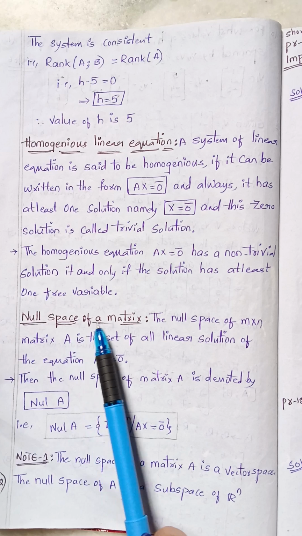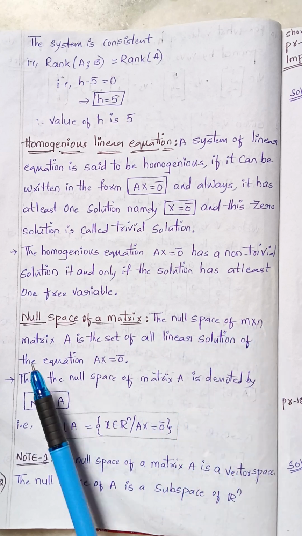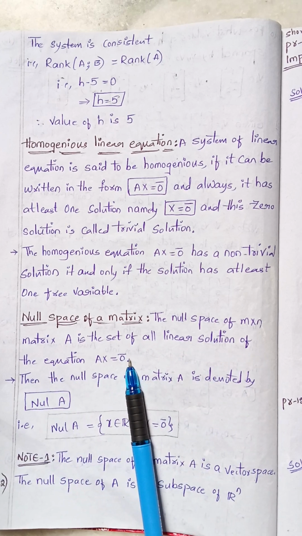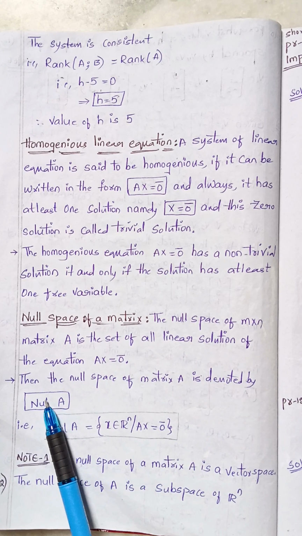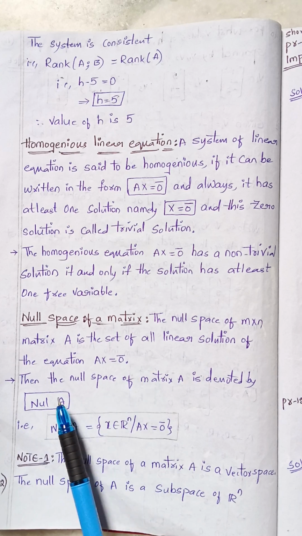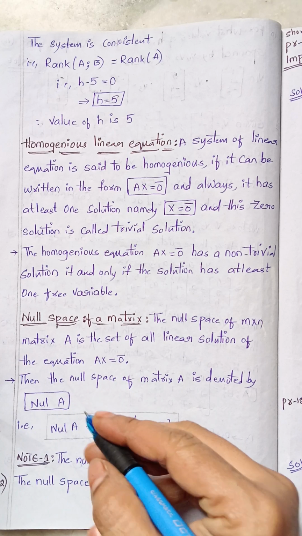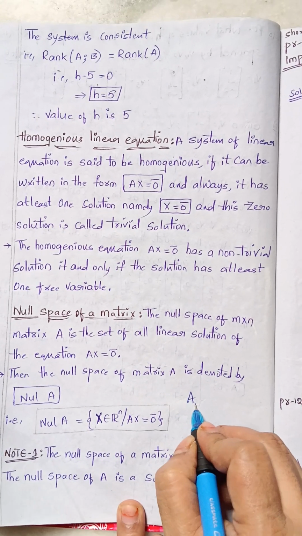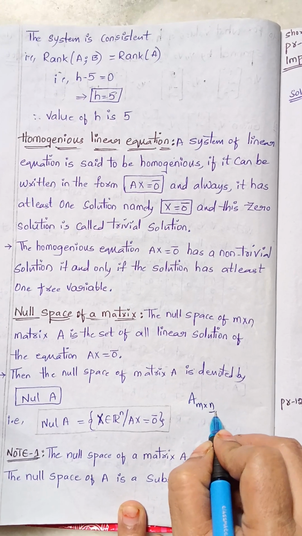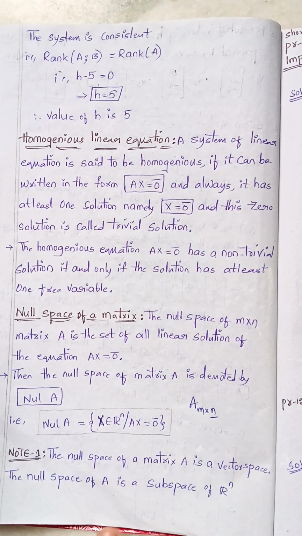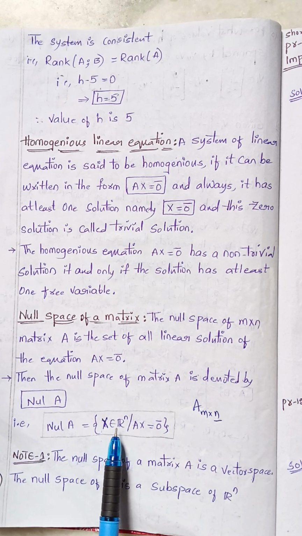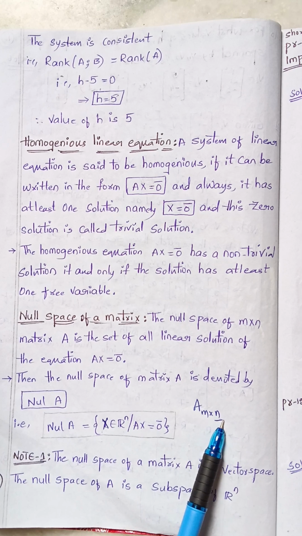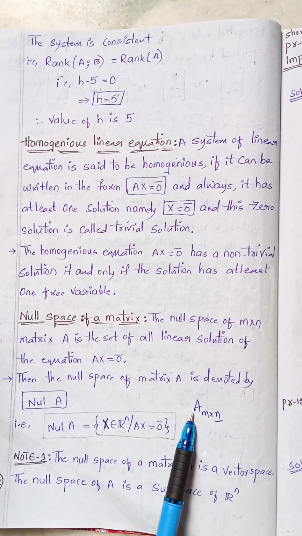Now let us discuss the null space of a matrix. The null space of an M cross N matrix A is the set of all solutions of the equation Ax equal to 0, and it is denoted by null A. That means we have to take some vector x which belongs to R power n. Suppose A is an M cross N matrix, then n is nothing but the number of columns in the matrix. Now x must belong to Rn, meaning x should have n entries, which is the number of columns of the A matrix.